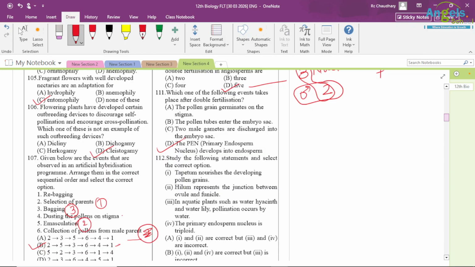Study the following statements and select the correct one. Tapetum nourishes the developing pollen grain. So correct statement. Hilum represents the junction between ovule and funicle. Again correct statement. In aquatic plants such as water hyacinth and water lily, pollination occurs by water. So they are insect or wind pollinated plants. So third statement is incorrect and B option is correct. Okay, the primary endosperm nucleus is triploid. So again it is also a correct statement.